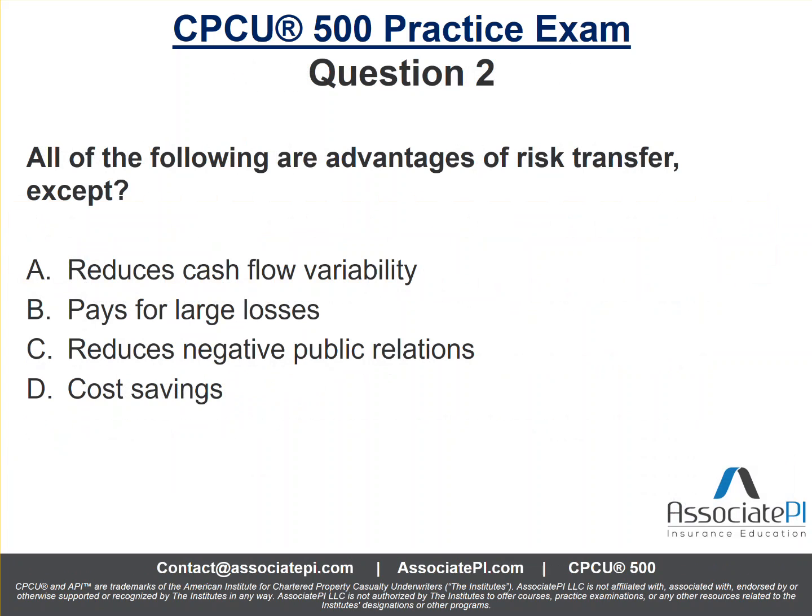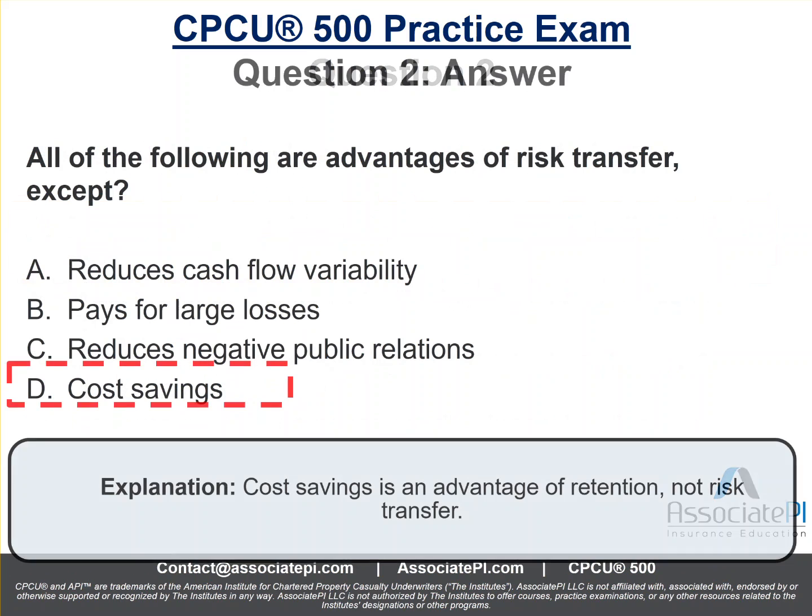So again, I'm going to go on to the answer pretty quickly. If you want to solve this question yourself, you can pause the video now. And now I'm going to move on to the answer. Correct answer is D. So D is not an advantage of risk transfer. Cost saving, which is answer option D, is an advantage of retention, not risk transfer.